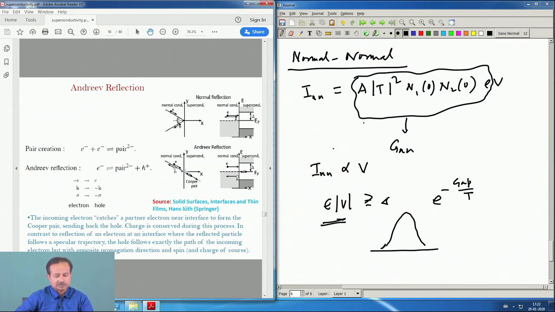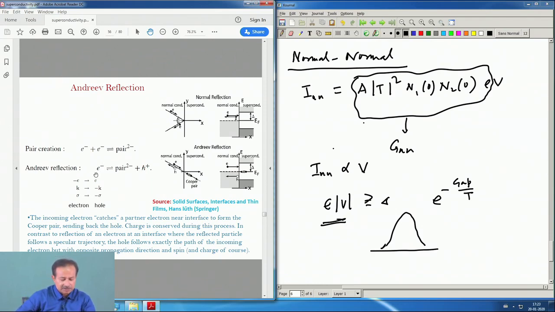This is fine. But then Andreev argued, and he showed, that if an electron comes here, there is another scenario that is possible. Suppose it does not have sufficient energy, eV, to enter on the right. It can catch an electron close to the boundary and form a pair, and that pair can enter on the superconducting side. It is a Cooper pair. So it goes in and becomes part of the condensate. But since it caught an electron and then entered, you have to balance the charge. So what happens is that a hole goes back to the left.